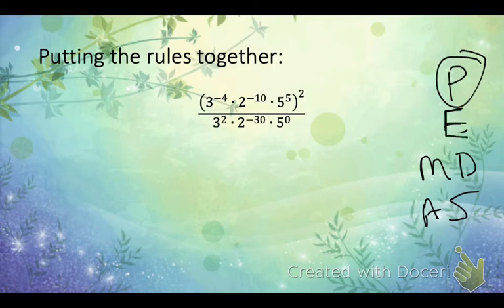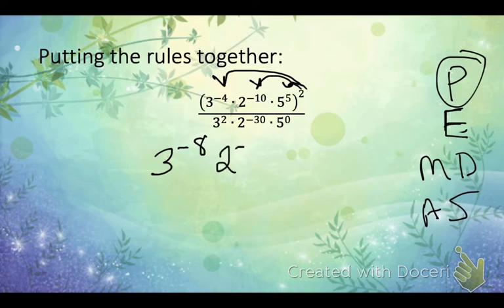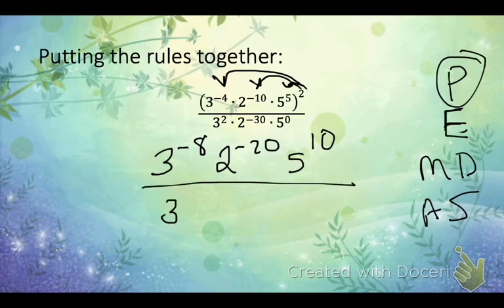And yeah, I know there's exponents in all of these, but I mean this exponent is the most important. We have to do that first to kind of get rid of these parentheses. So I would distribute this 2 to everything inside the parentheses here. So 3 to the negative 8, 2 to the negative 20, and 5 to the 10th. Over, I did nothing to the bottom, so 3 squared, 2 to the negative 30th, and then 5 to the 0th power.